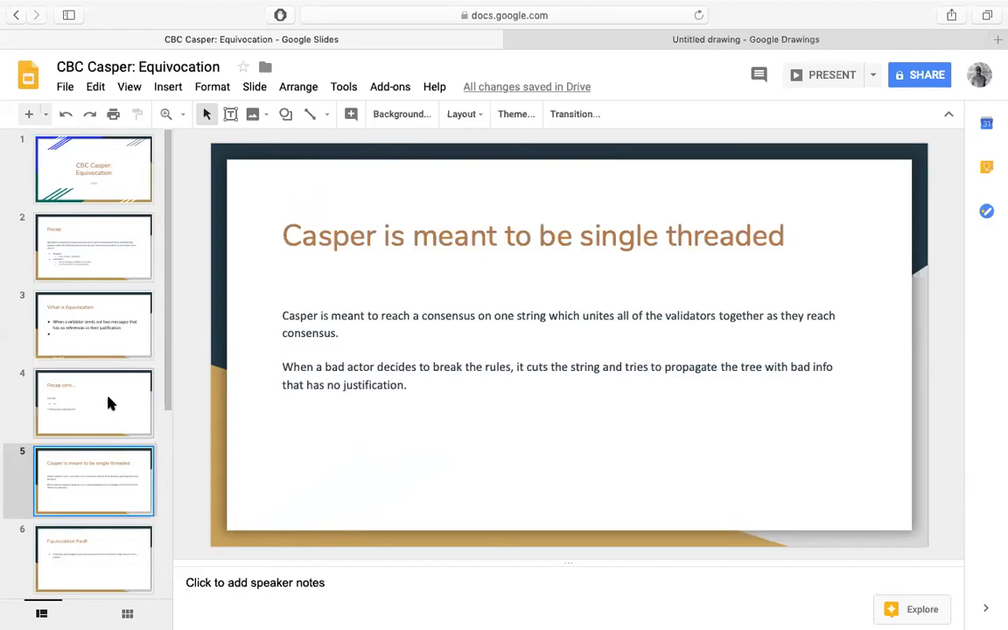For sure. Sweet. So this is something that Isaac helped me understand yesterday: Casper is meant to be single-threaded, meaning that it all is supposed to link up as they reach a consensus without equivocation, or no cuttings of the string. So when a bad actor equivocates or tries to break the rules, you're essentially breaking the thread and almost creating a new one. Just like how the blockchain all lines up as one solid chain, the consensus protocol lines up in a single manner. And I have an example to help drive the single-threaded point home.